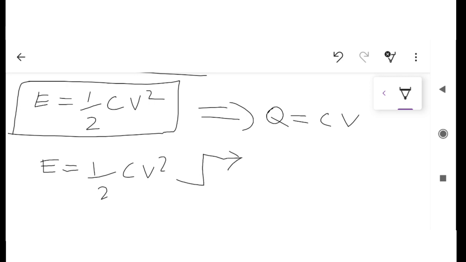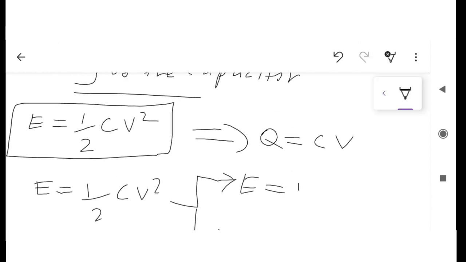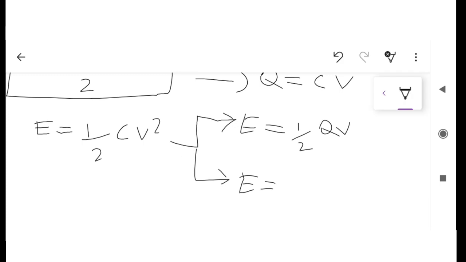Then we can write this formula in two other types as well. It is like this: equal to half QV, and the other formula is half Q square over C. These are the two other types of formula that we can write from the equation half CV square.